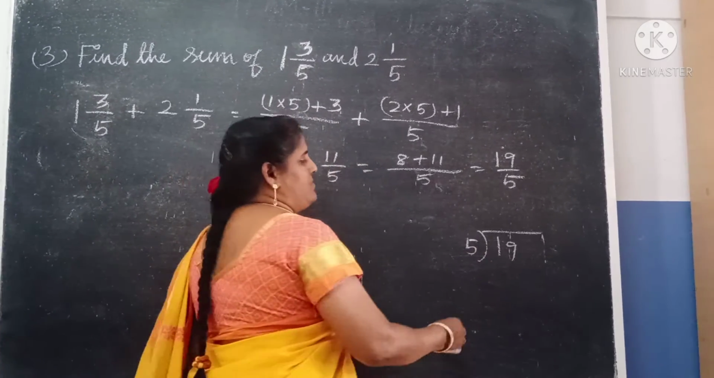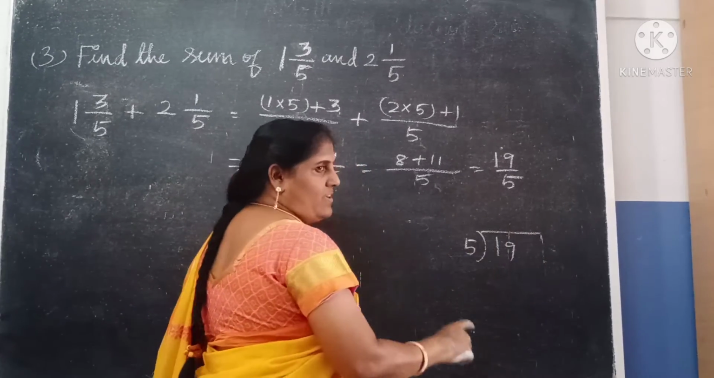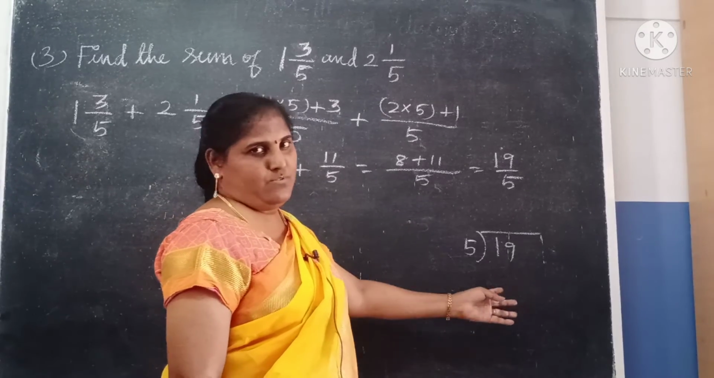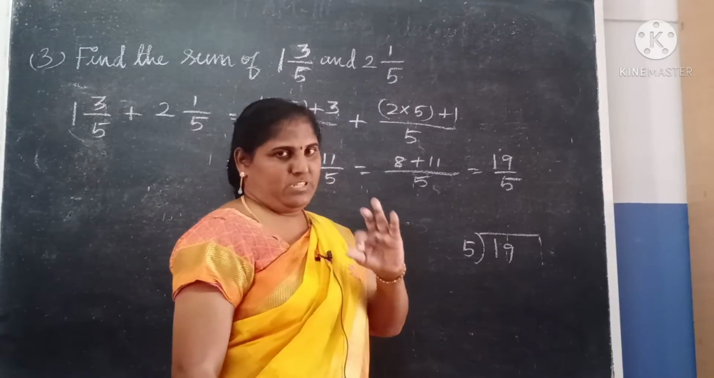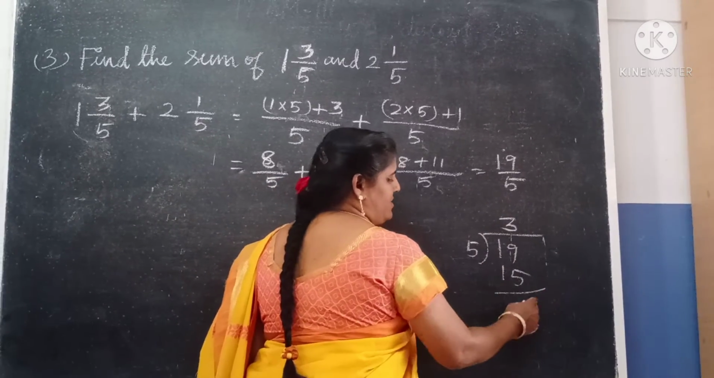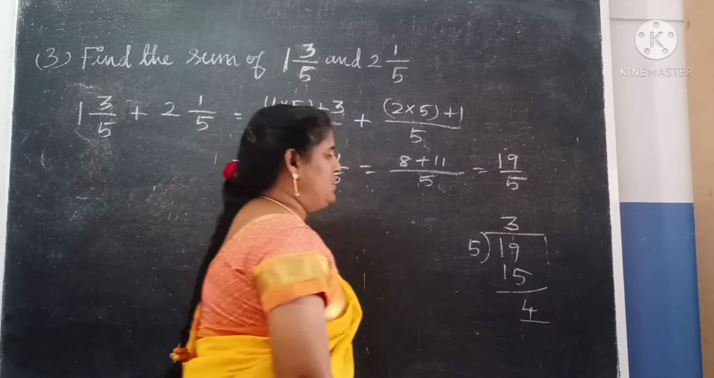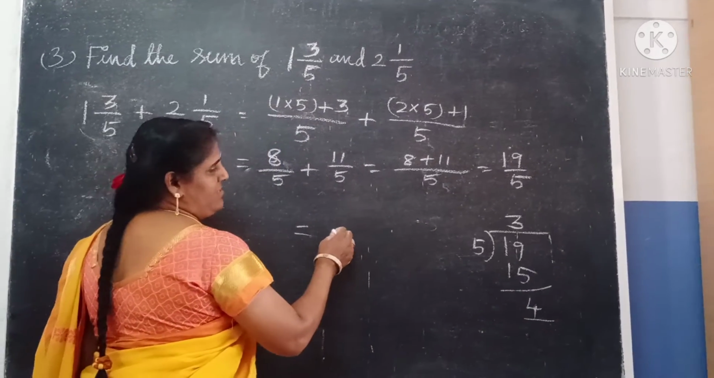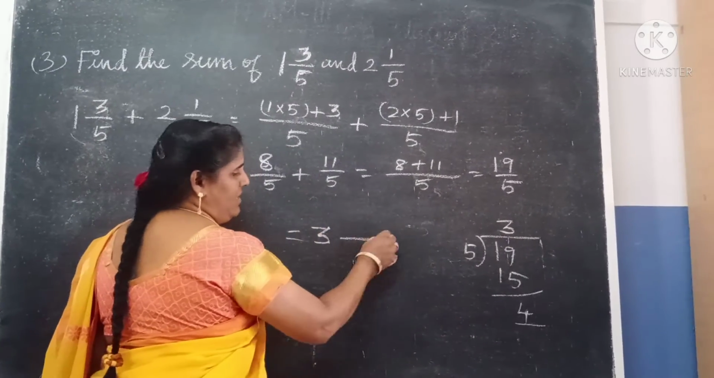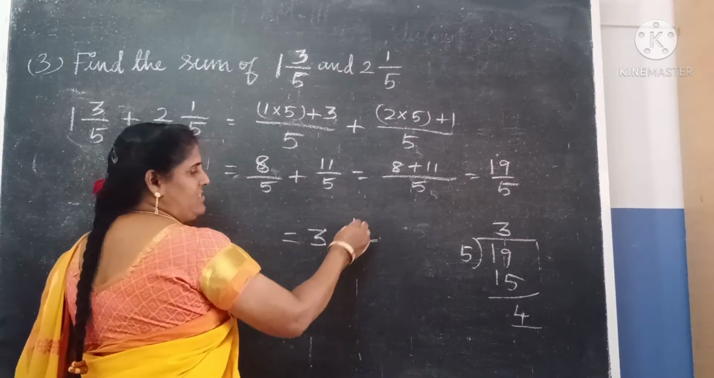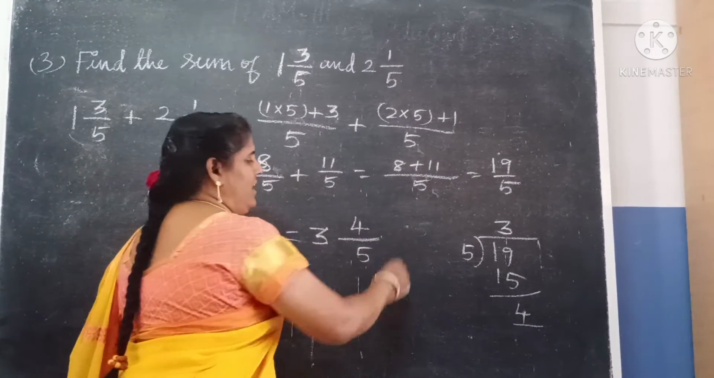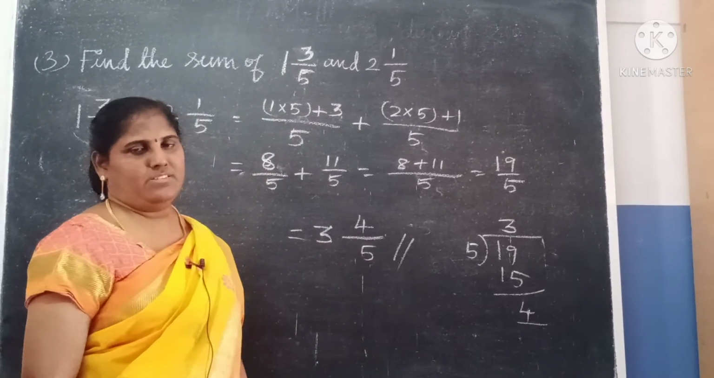So in the 5 table, how many times does it come? Yes, 1 5s are 5, 2 5s are 10, 3 5s are 15, 4 5s are 20. 20 is more than 19. So you just stop at 3 times. So 3 5s are 15. The remainder is what? 4. So therefore 19 by 5, that means what is the quotient here? 3. The whole number is 3 and the remainder is the numerator. So therefore 3 4 by 5 is the answer.